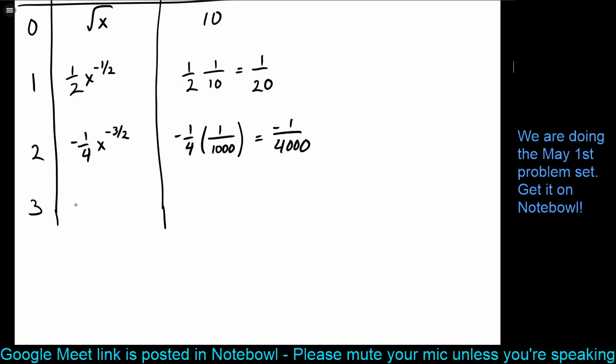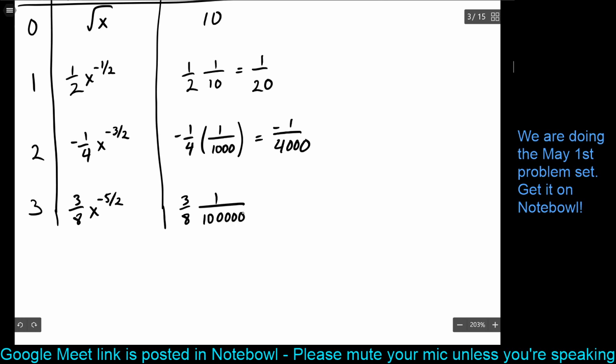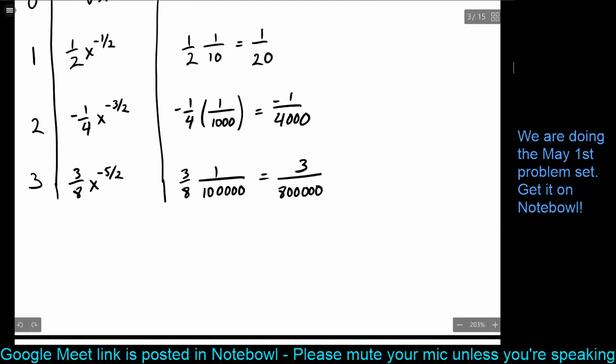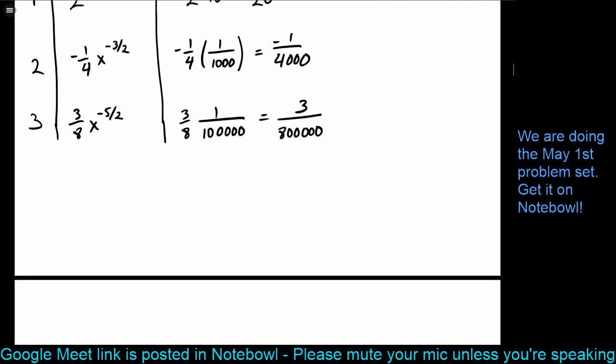Take the derivative again. We're going to have 3/8 x to the minus 5/2. Plug in 10. We get 3/8 times 1, 2, 3, 4, 5 zeros, so 100,000. So this is 3/800,000. Now we have all of these first four Taylor coefficients. So now let's do each approximation. So the linear approximation.